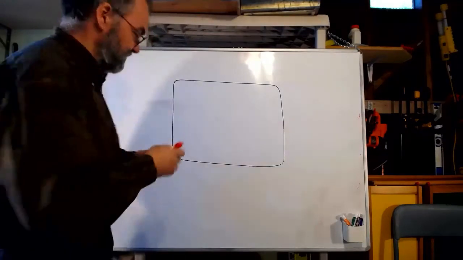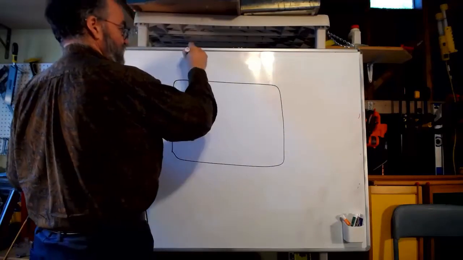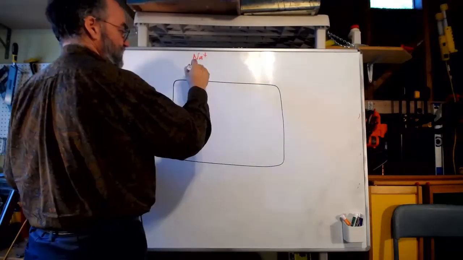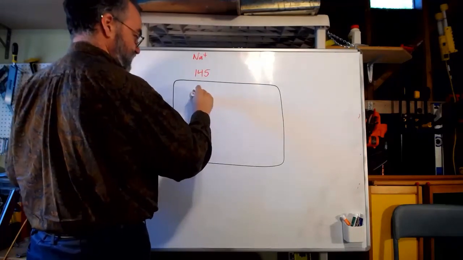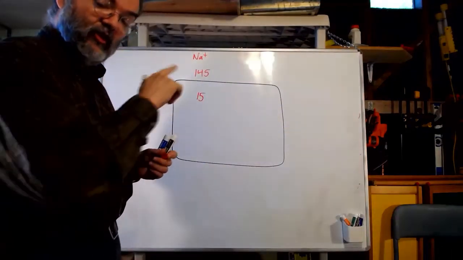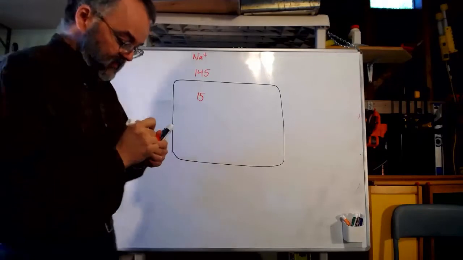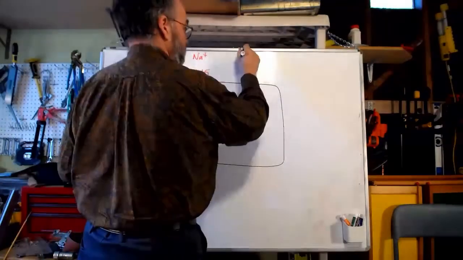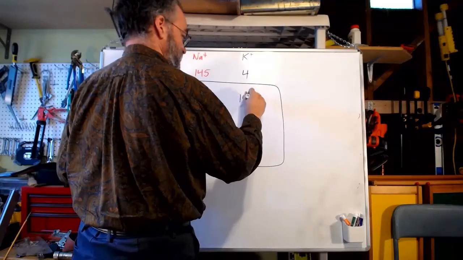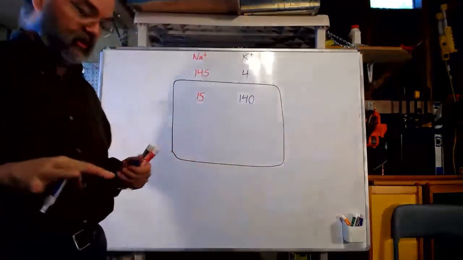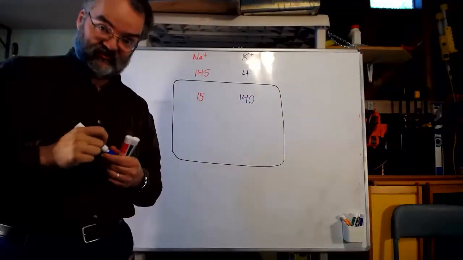So for sodium, concentration outside is about 145 typically. Concentration inside is about 15. Those are numbers you should know. For potassium, concentration outside is about 4, concentration inside is about 140. These are all in millimolar. Those are also numbers you should know.